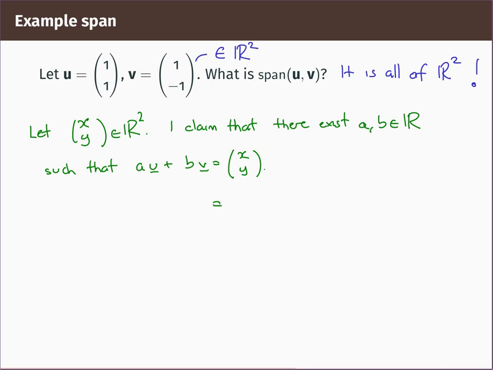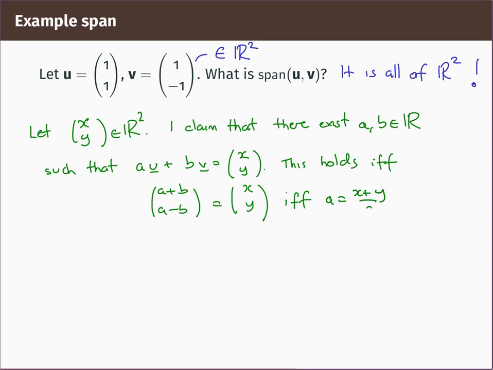So let's just rewrite this equation to see why this is true. What's this saying? This is saying (a plus b, a minus b) is equal to (x, y). So this equation holds if and only if (a plus b, a minus b) is equal to (x, y), and that holds, just extracting the two equations and solving them, if and only if a is equal to (x plus y) over 2 and b is equal to (x minus y) over 2. So no matter what x and y were, this equation has a solution.